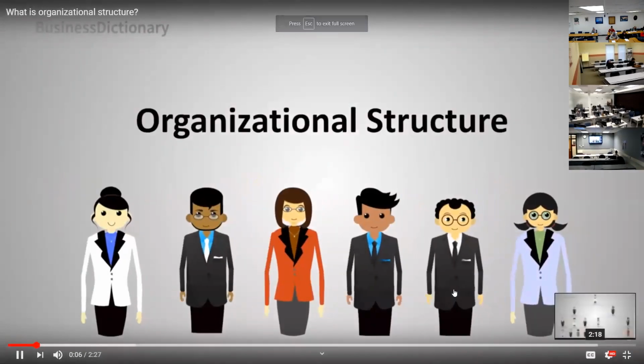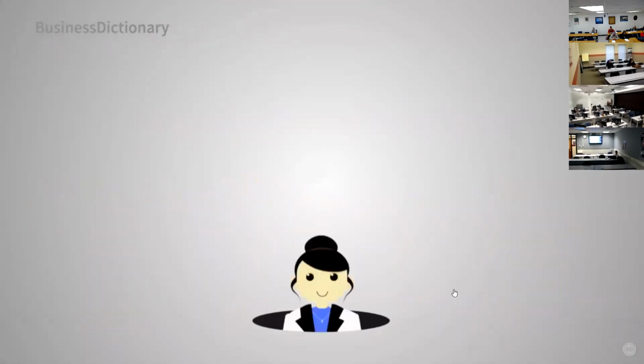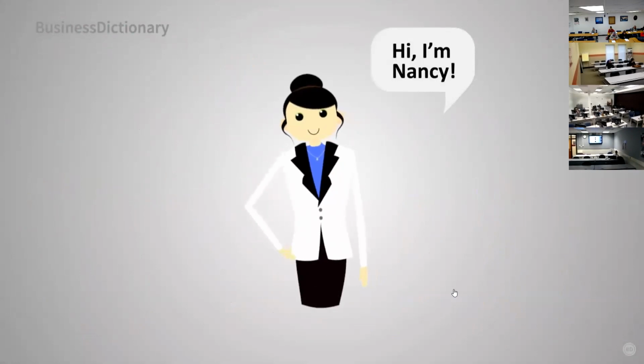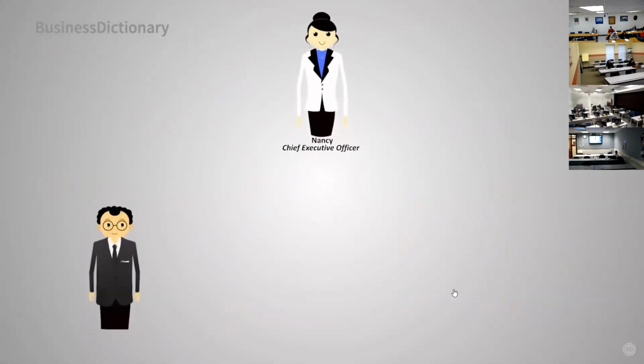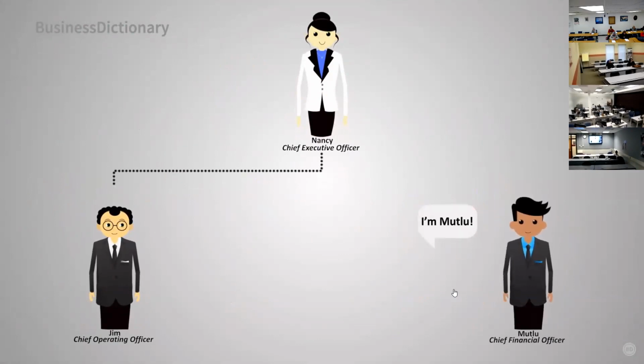Hello there, buddy. With a little help from my animated friends, let's find out what organizational structure means. And meet Nancy. She's the Chief Executive Officer, or CEO, of Awesome Corp, a company with 35 employees. Well, this is Jim. He's the Chief Operating Officer, or COO, of Awesome Corp. He's Nancy's second in command and reports directly to her. Jim oversees a wide variety of areas, including production, sales, and marketing. Mutlu is the Chief Financial Officer, or CFO. Simply put, he's responsible for the financial health of the company. Nancy, Jim, and Mutlu are Awesome Corp's executive team.